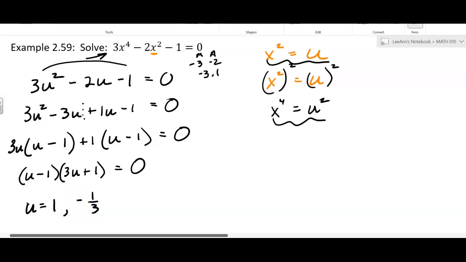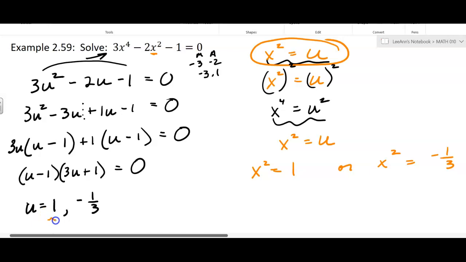So you get 2 solutions, but that's u. You have to go find what x equals. So go back to this part right here. We said x squared equals u. So that means x squared equals 1, or x squared equals negative 1/3. Do you see what I'm talking about here? Because this is what we got for u, and we're substituting that back in for the u. So we get two equations, one for the 1 and one for the negative 1/3.